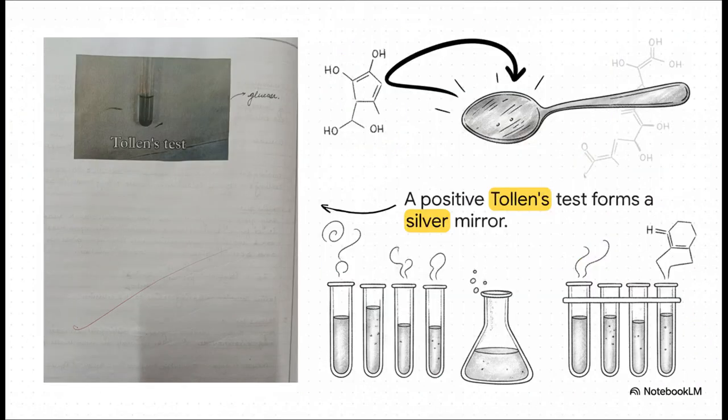Another absolute classic is a positive Tollens test. When a reducing sugar, let's say glucose, is heated with ammoniacal silver nitrate, something really cool happens. The reduction process deposits actual metallic silver right onto the inner walls of the test tube. It creates a literal silver mirror. Honestly, it's probably one of the most satisfying reactions you'll ever see in a chemistry lab.